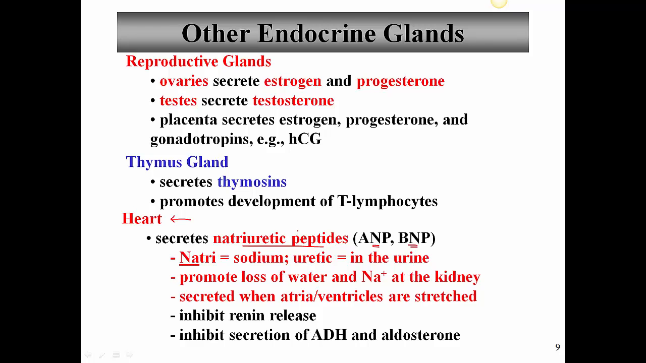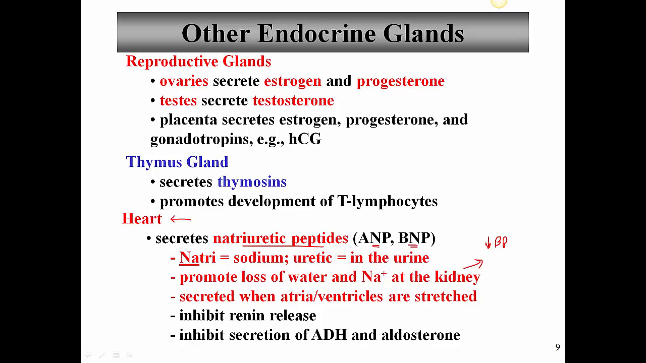And as we spoke about earlier, if we move sodium someplace, water follows along by osmosis. So if we put more sodium into the urine, we're also going to be putting more water into the urine, and so we're going to lose sodium and water at the kidney, and this is basically going to lower levels of water in the body. Since it's going to decrease blood volume, it will decrease blood pressure.